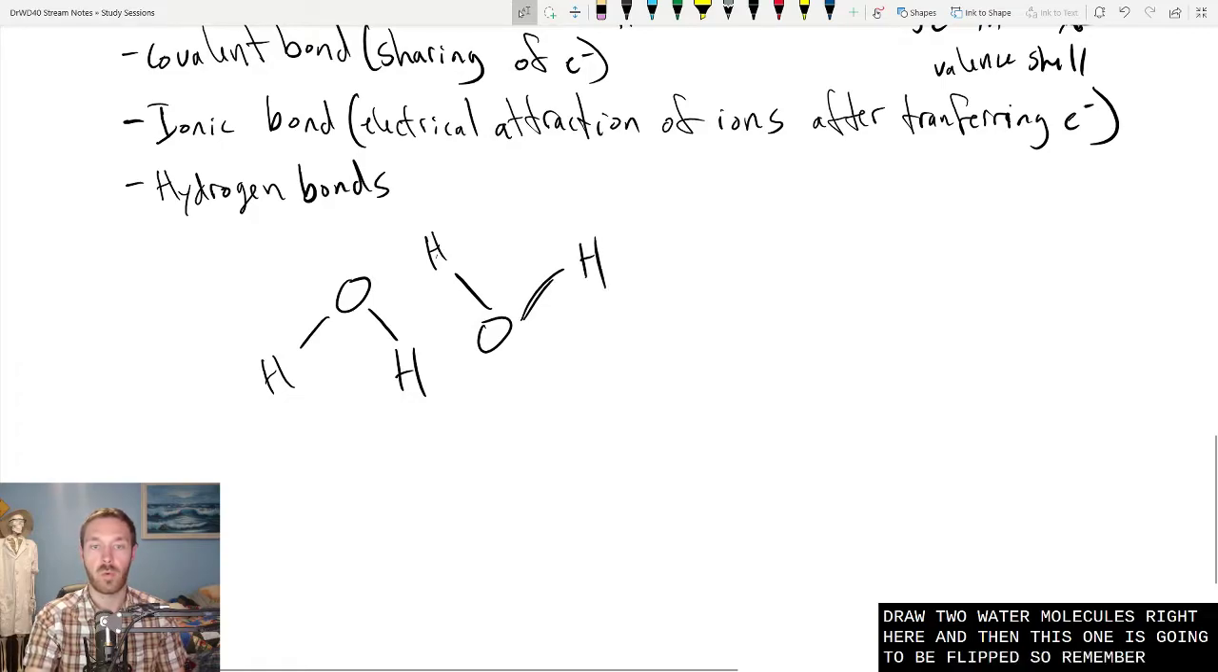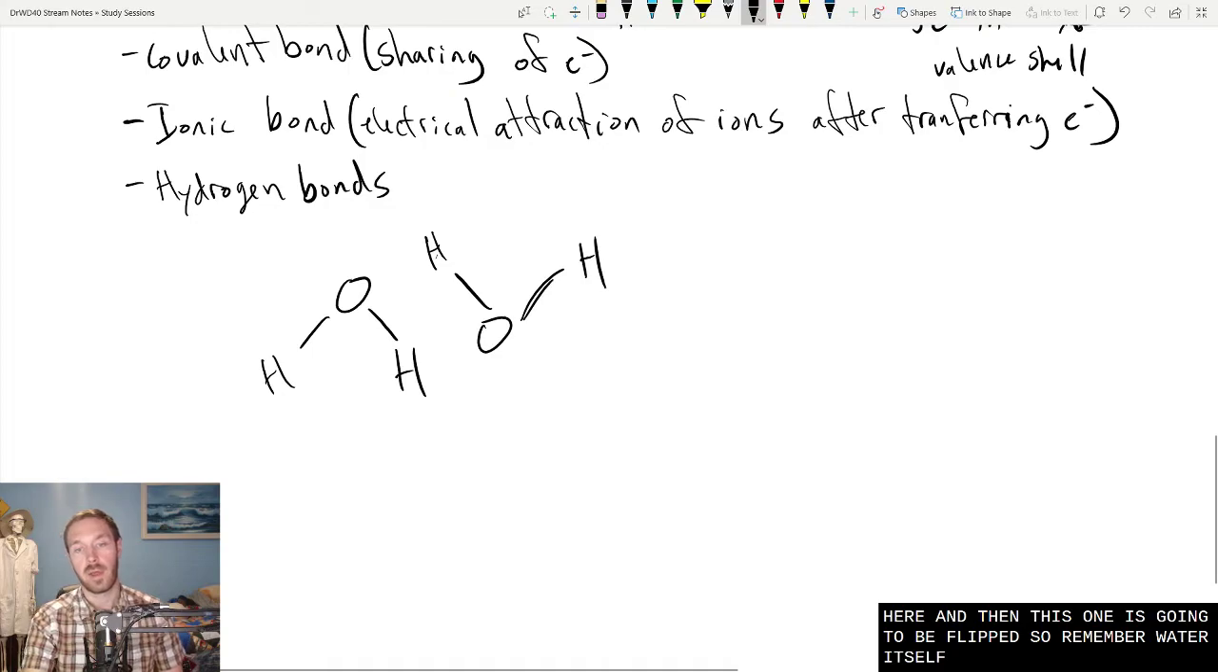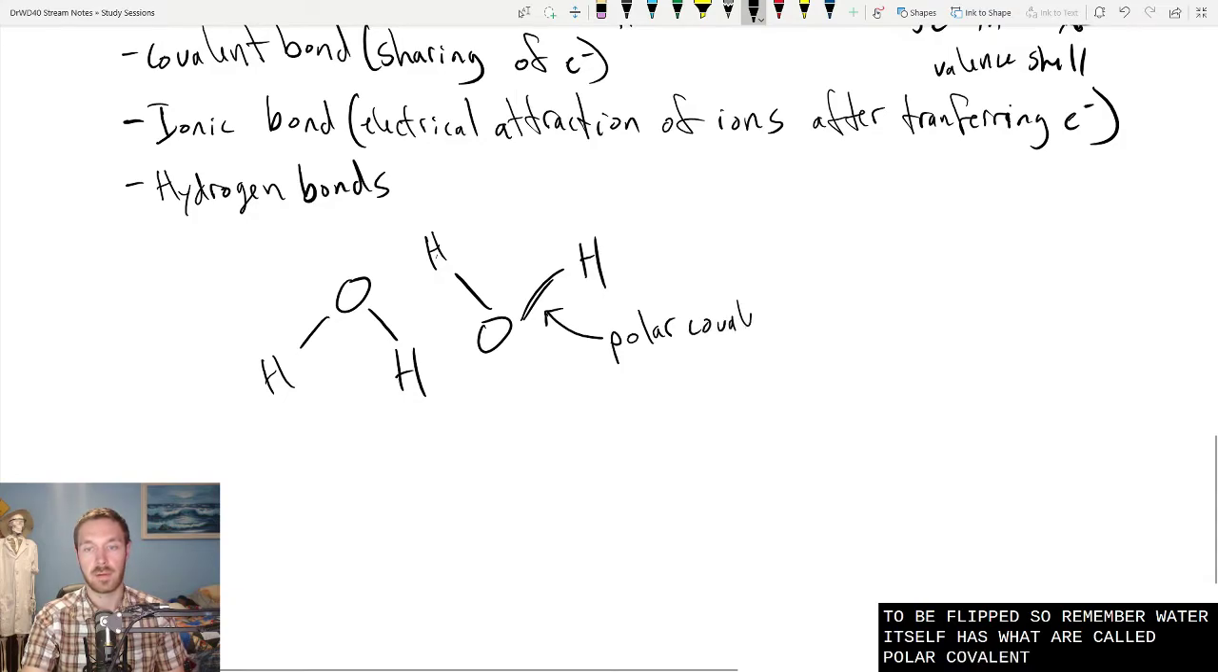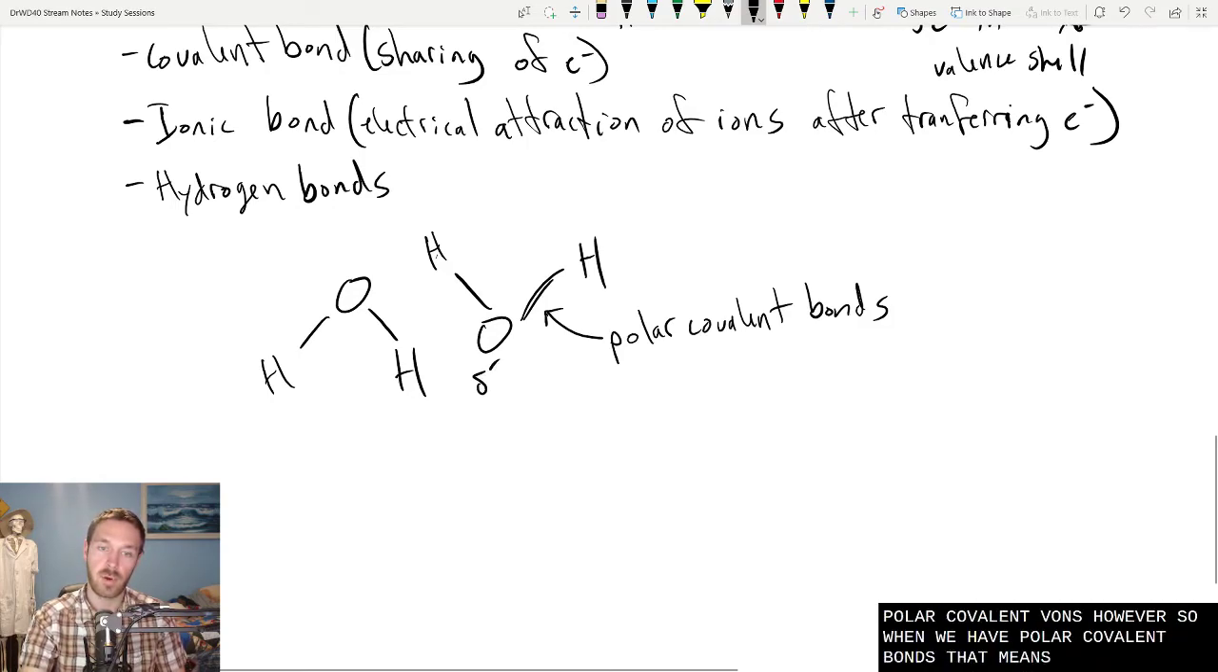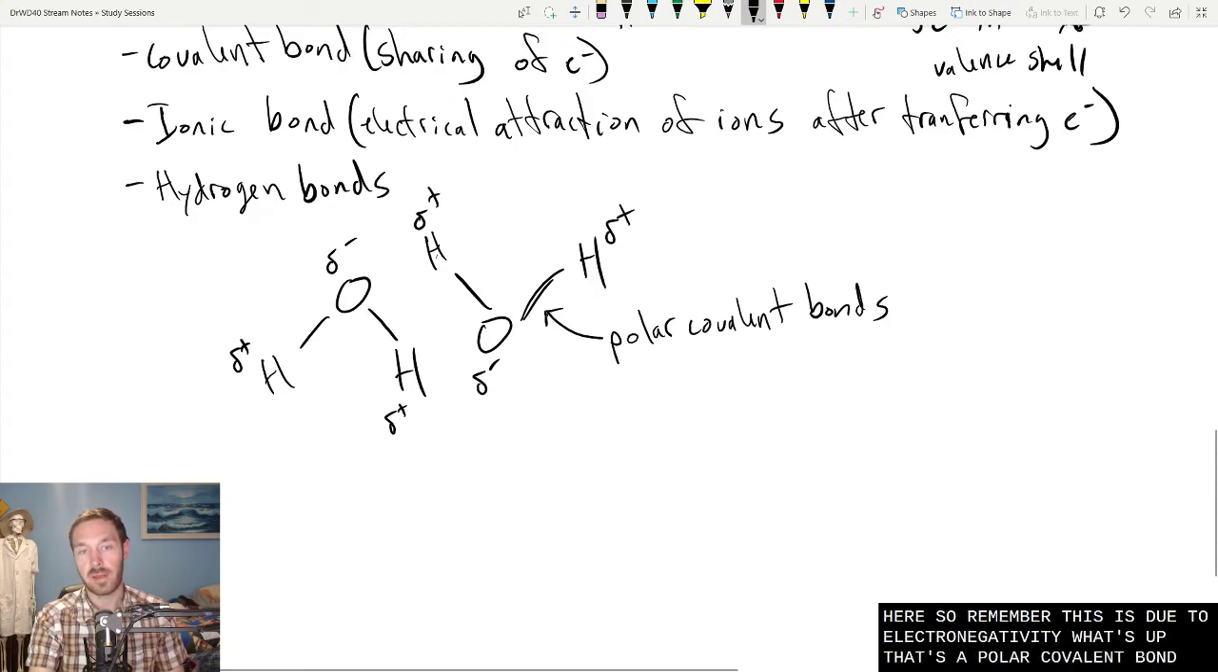So remember, water itself has what are called polar covalent bonds. So when we have polar covalent bonds, that means there's a partial negative here, partial positive here. Remember, this is due to electronegativity. So that's a polar covalent bond. This is a polar covalent bond. So is that, and so is that.